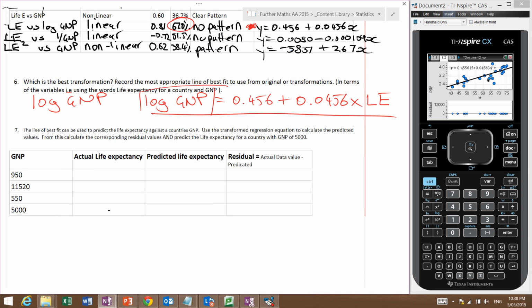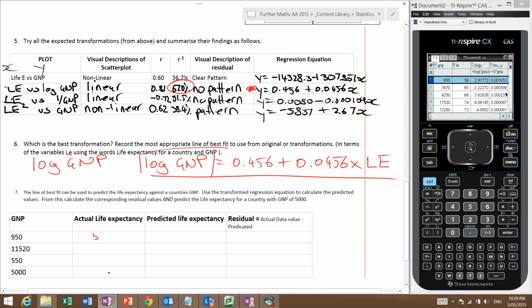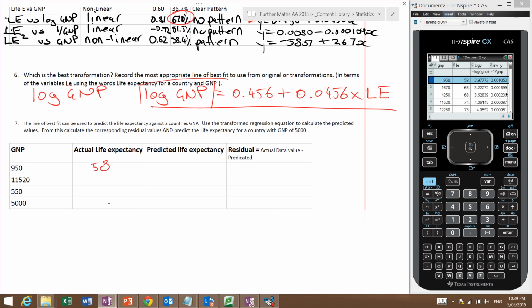What we do now is we're going to calculate our values. And so the idea you do here is you find out the actual life expectancy. So that's where you'd look up our actual life expectancy value. So for GNP, our life expectancy is 58. For predicted life expectancy, so I'm going to do the first one, and then I'd expect you to finish them off, just to save on time.